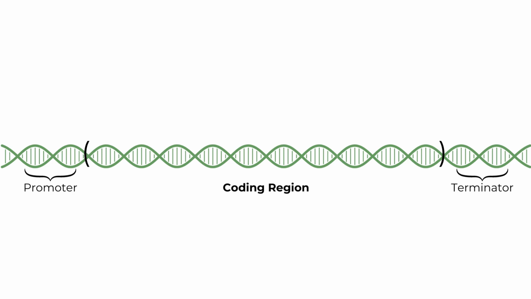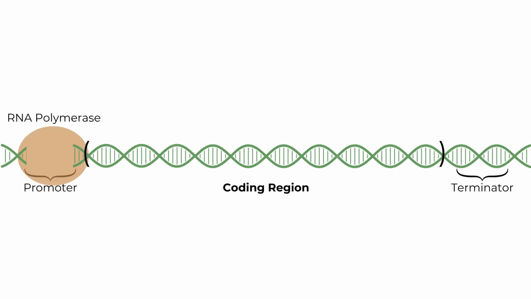Transcription is the first stage of gene expression. Here we have a segment of DNA that is going to be transcribed. There are three main sections that I want to point out here. The promoter, where RNA polymerase will bind first. The coding region, which contains the sequence that will be copied into RNA. And the terminator, that signals the end of the target sequence.